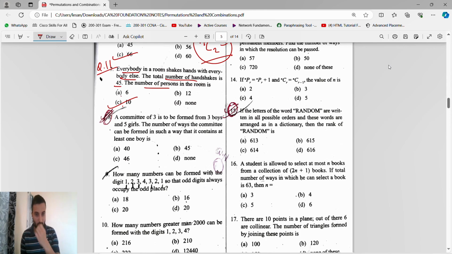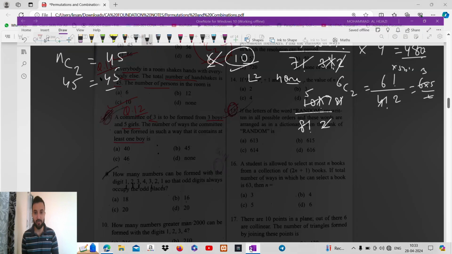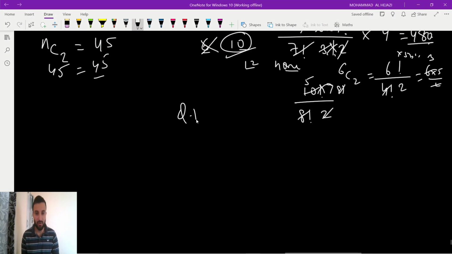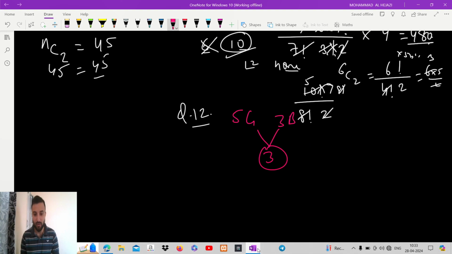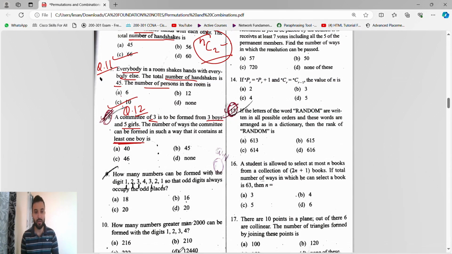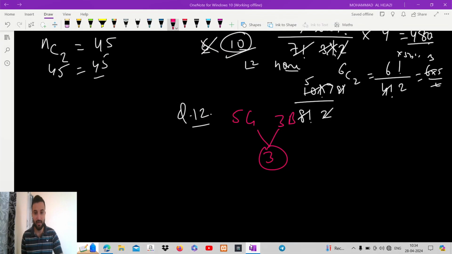Yeah, this is question number 12. A committee of 3 is to be formed from 3 boys and 5 girls. Find the number of ways the committee can be formed in such a way that it contains at least one boy. So from 5 girls and 3 boys we have to make a committee of 3. And what is the condition? The condition is at least one boy. At least one boy must and should be there.